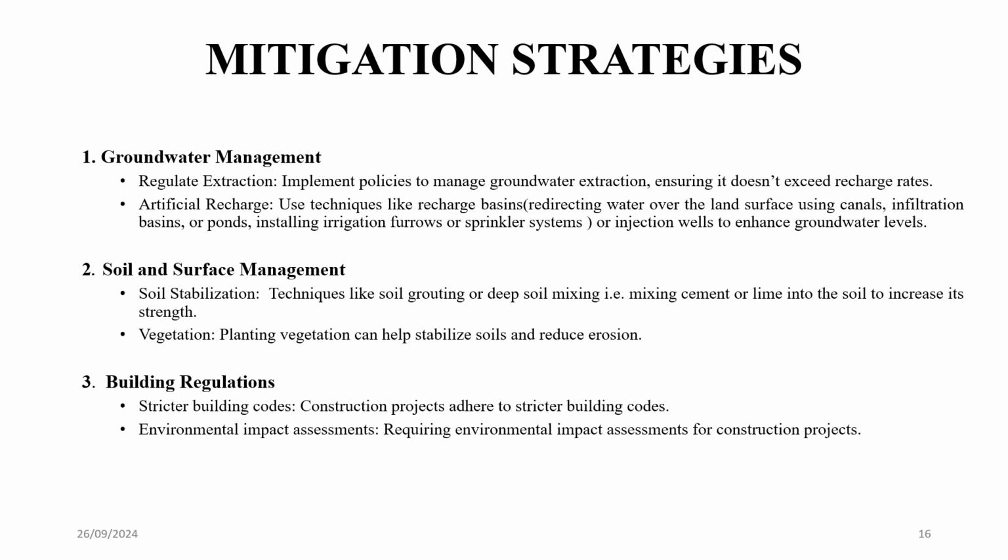The next is soil and surface management. Stabilizing soil through techniques like compaction or addition of stabilizers helps prevent ground sinking. Also, vegetation with deep root systems strengthens soil structure, reduces erosion and improves water retention, collectively reducing the impact of subsidence and enhancing land stability.